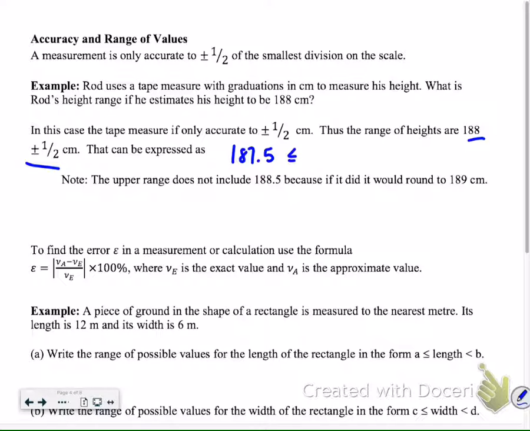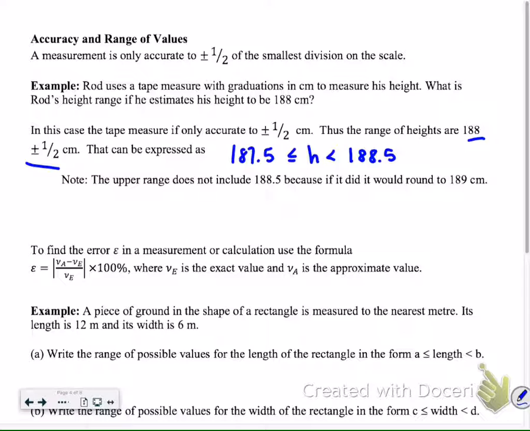That would be 187.5 less than or equal to H is less than 188.5. Now, the upper range does not include 188.5 because if my height was 188.5 and I were estimating it, I would round that up to 189. And I want it to be 188. So it can be super close to 188.5, but it would need to round down.